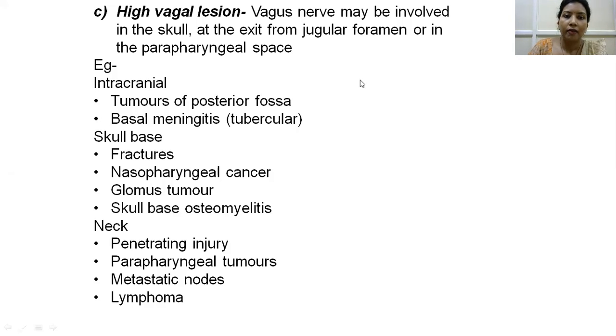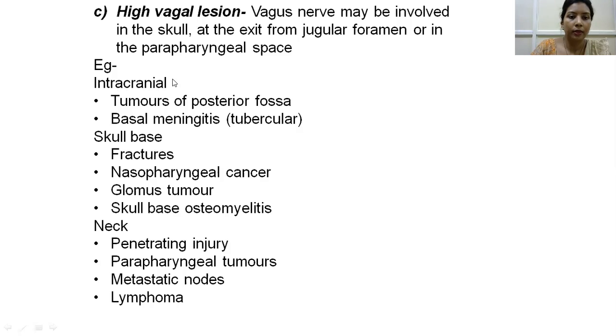Next will be your high vagal lesions. So the vagus nerve may be involved in the skull or at its exit from the jugular foramen, or it can also be involved in the parapharyngeal space. So all these high vagal lesions injure the vagus nerve or destroy the vagus nerve before it gives out its branches. So these high vagal nerve lesions always cause a complete laryngeal paralysis, may it be unilateral or bilateral, it causes a complete paralysis.